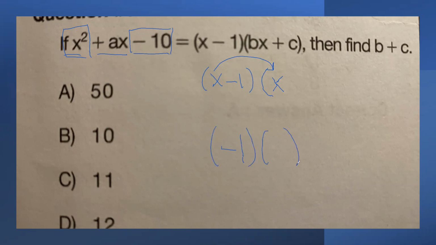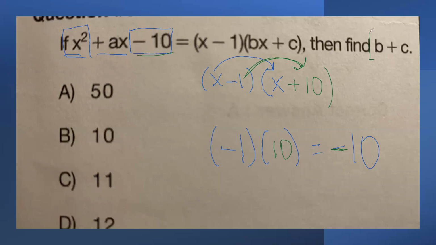Times what number is gonna give me -10, because -10 is what we have at the end of the trinomial. So that's the product of this number and that number here. So -1 times what is -10? Well, only 10 can fit here. So that's gonna be a positive 10. So that way, when we multiply -1 times positive 10, we get -10. Very good then.